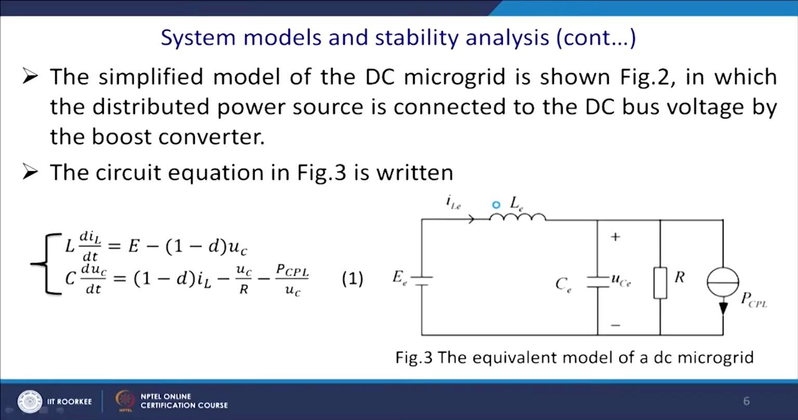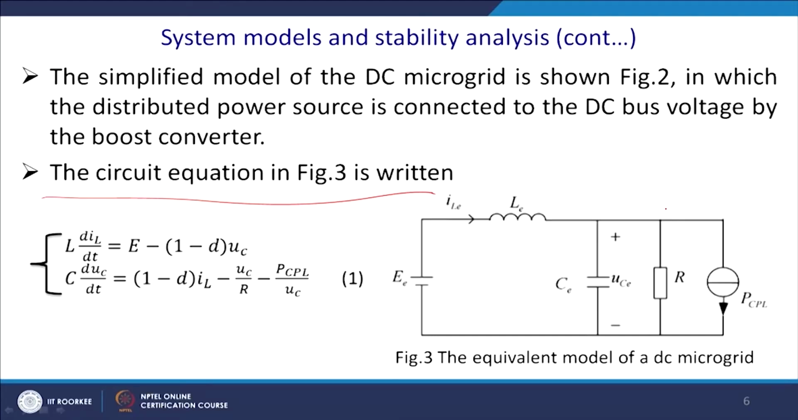What happened? We know that it has two states, when the switch is closed and when the switch is open. A simplified DC microgrid is shown in figure 2, in which the distributed power source is connected to the DC bus voltage by the boost converter, and the circuit equation is shown in figure 3, and this is the equivalent circuit model of the DC microgrid when the switch is off. That means this switch is off, and generally when this voltage and this voltage are the same, you will transmit the power, since the losses across the inductance are 0.